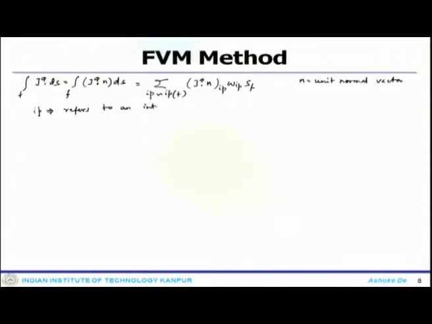Okay. Now, IP here refers to an integration point, okay, and IPF is the number of integration points along surface F. Okay. So, you got integration points and the number of integration points.